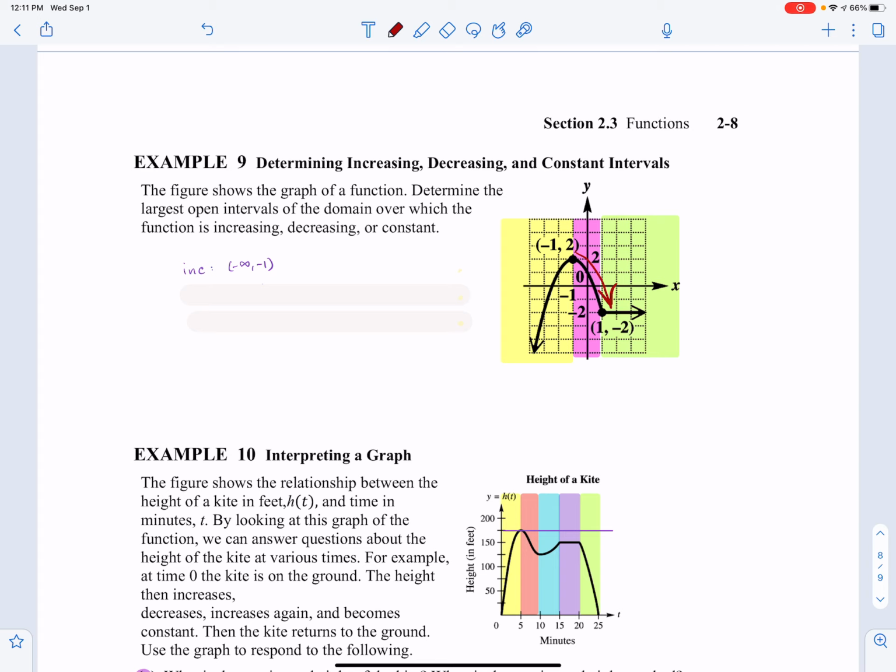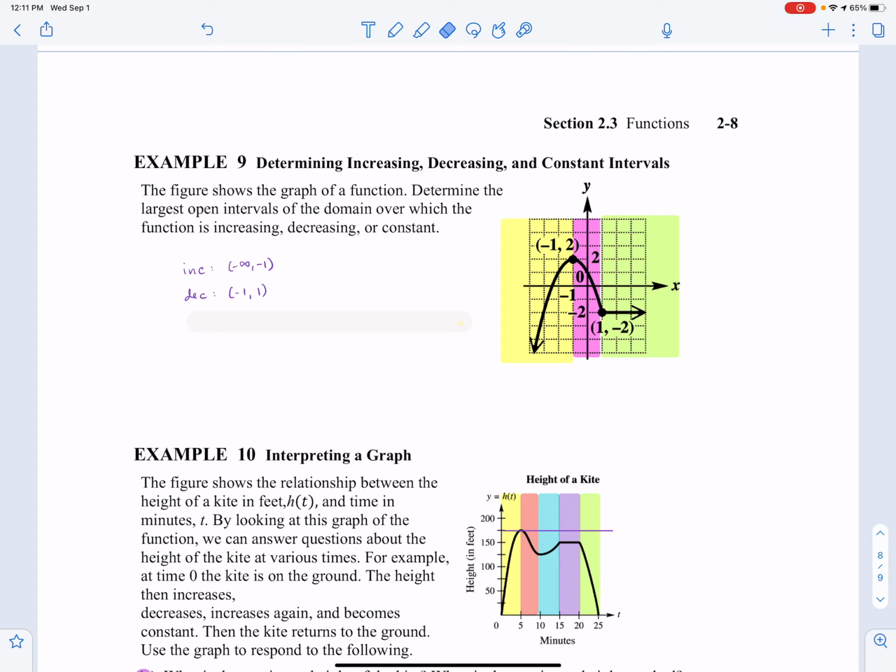From left to right, my graph goes downhill. So this is going to be a decreasing portion. So my pink box is decreasing from the x value of -1 to the x value of +1.